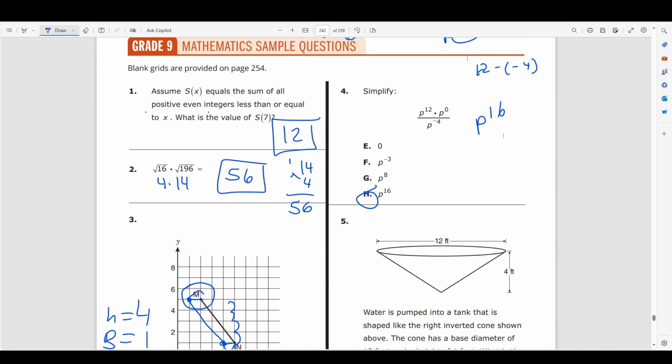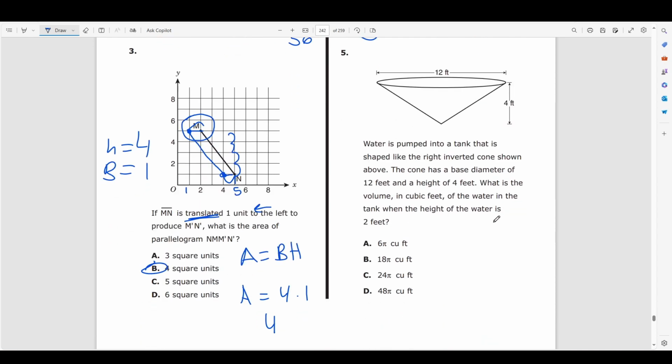All right, moving on to number 5. Sorry about that. It says that water is pumped into a tank that is shaped like a right inverted cone shown above. The cone has a base diameter of 12 feet and a height of 4 feet. What is the volume in cubic feet of the water in the tank when the height of the water is 2 feet? Okay, so this is asking us about volume, right?